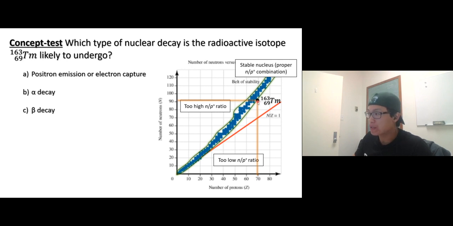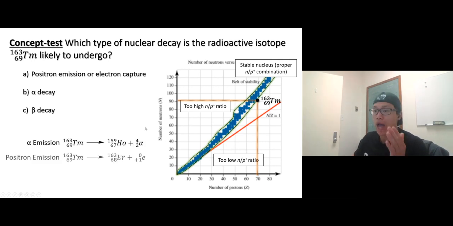What does that mean? Well, too low a neutron per proton ratio, right? Too low a neutron per proton ratio. So this guy has to do whatever it takes to increase the number of neutrons and reduce the number of protons. And there are three ways to do it. There are three decays that this could happen through. So we have alpha emission, positron emission, and then electron capture.